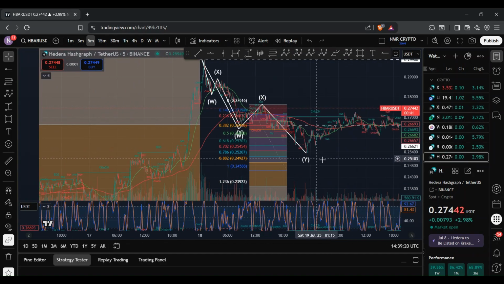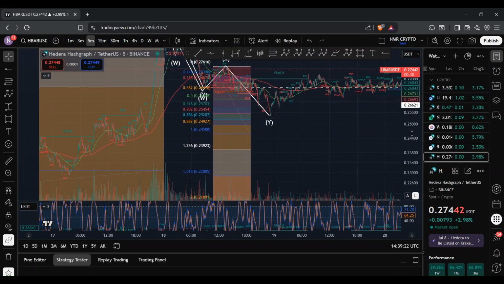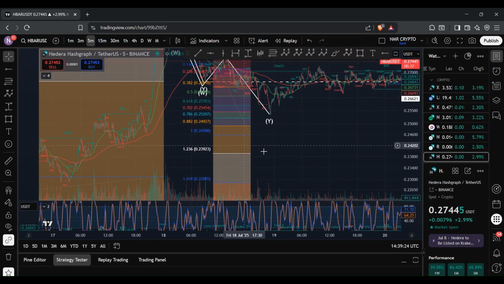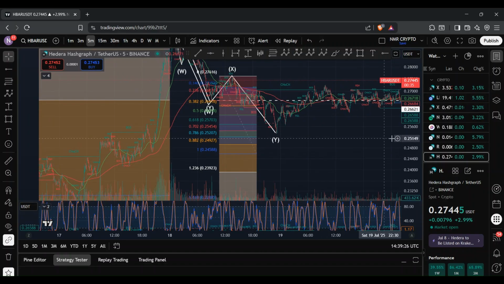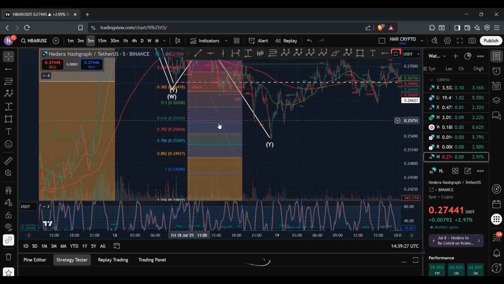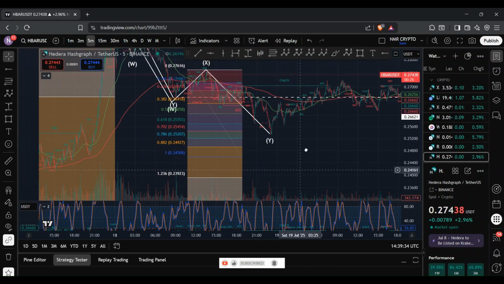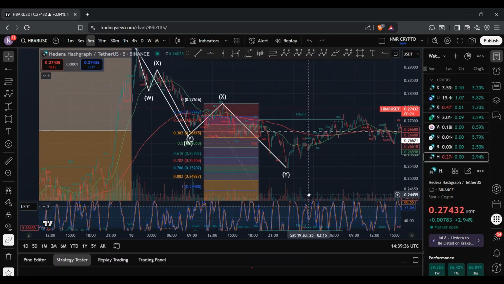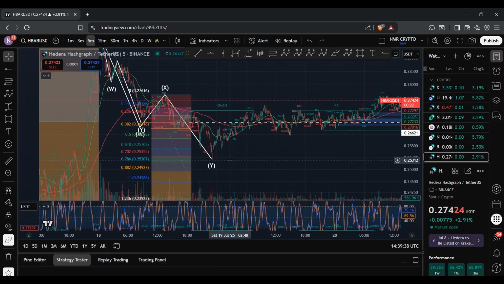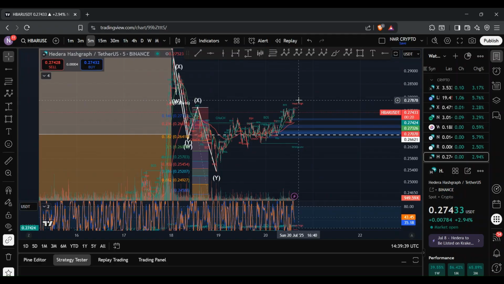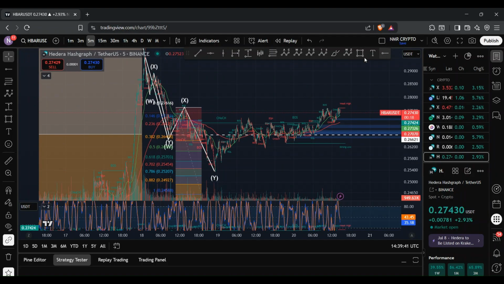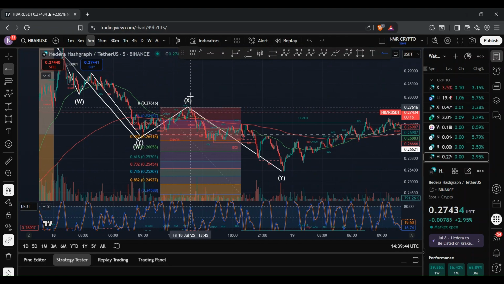Here it looks like we failed to tap into the typical range for the Y wave. However, the minimum requirement, which is the 61.8% retracement level at 25.703 cents, was met. So despite us not tapping into this region here, this WXY structure is still valid. And then as you can see, we ended up seeing that push to the upside where we broke past the wave X.